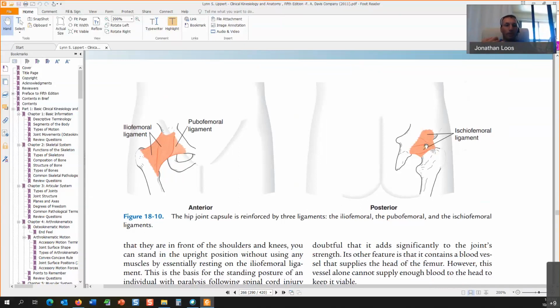And the posterior hip precautions are no internal rotation, no hip flexion past 90 degrees, and no hip adduction, so no going cross midline.